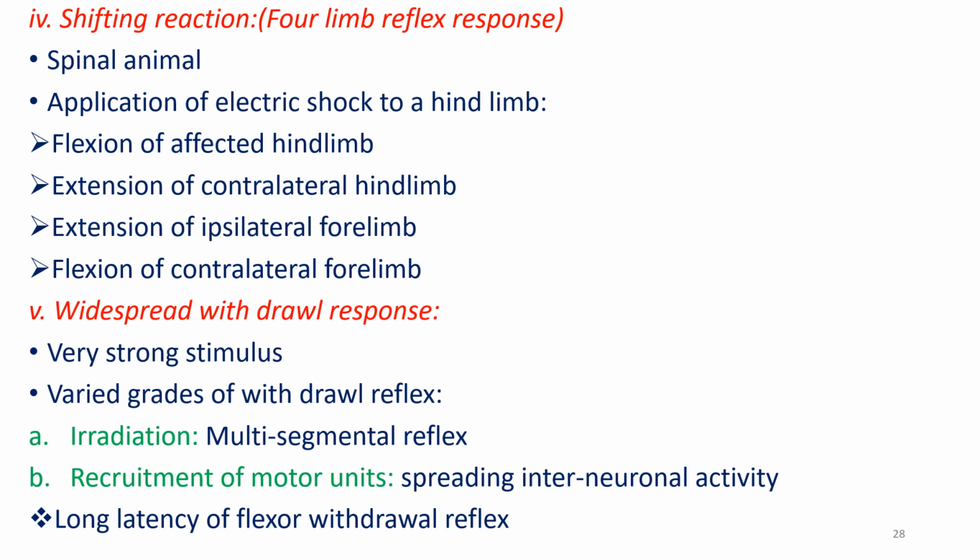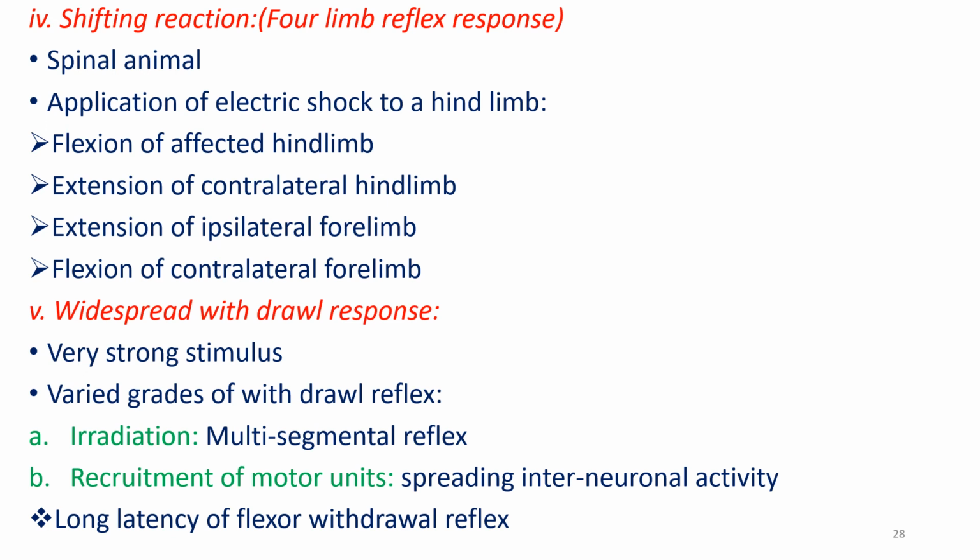The flexor withdrawal reflex has a widespread discharge or widespread response when the stimulus is very strong, so we can get varied grades of withdrawal reflex because of irradiation. Irradiation, we have already studied, is that the impulses spill over to multiple segments, and when the stimulus is more, why is there more and more response? Because recruitment of motor units occurs and spreads the impulses to more and more interneurons. So because of interneuronal activity, as we have already studied in the properties of reflex, the widespread result of flexor withdrawal reflex is because of more and more irradiation and recruitment of motor units.